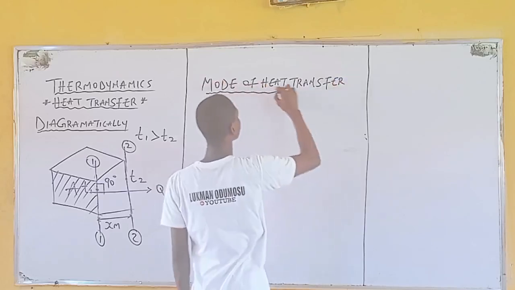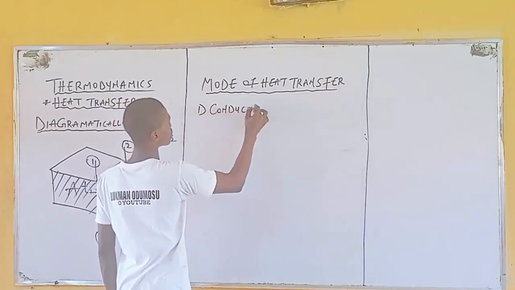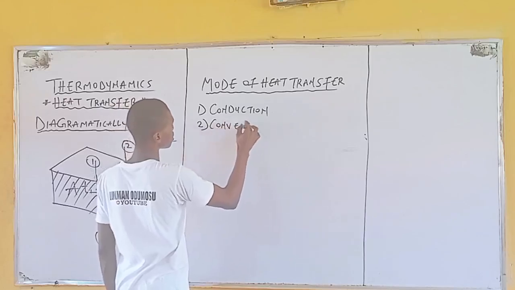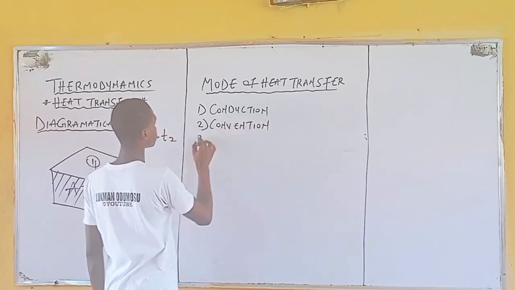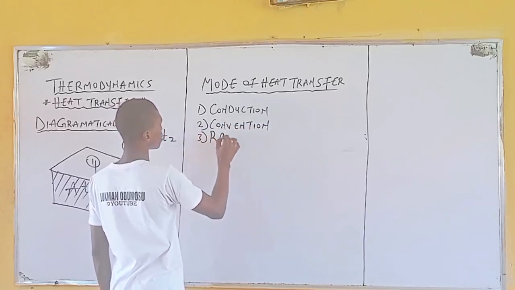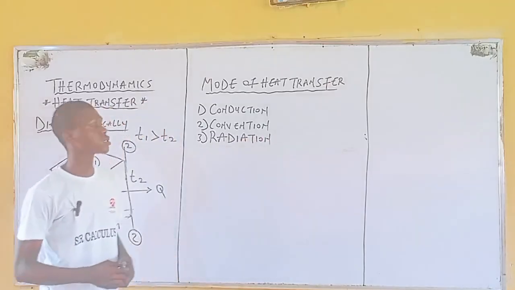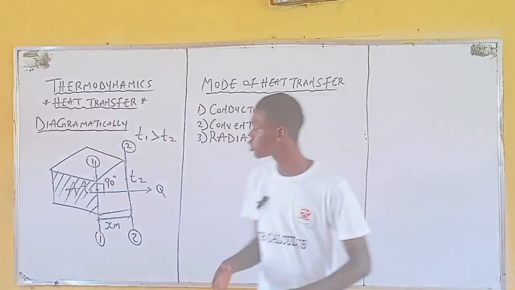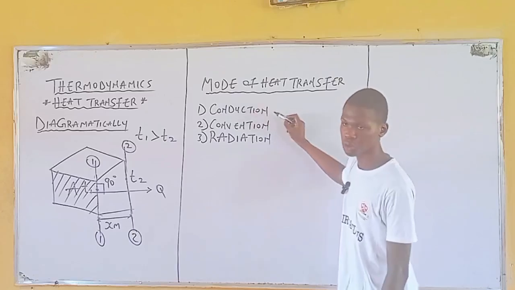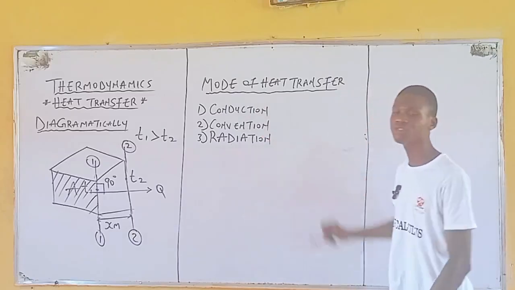The first mode of heat transfer is called conduction. Number 2 is called convection. While the last one is called what? Radiation. The first one is what? Conduction, convection, and radiation. How do we transfer it through conduction? How do we transfer it through convection? And lastly, how do we transfer it through radiation?